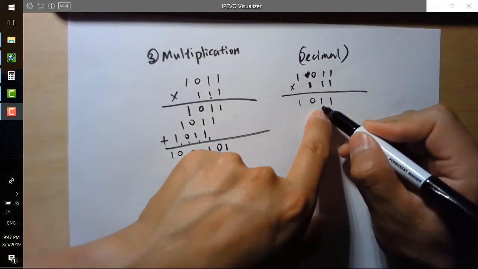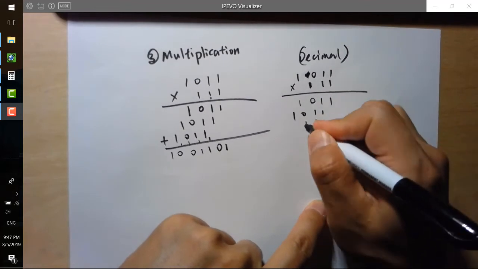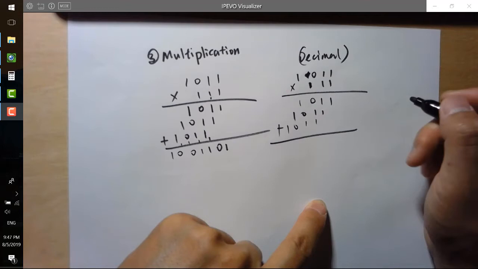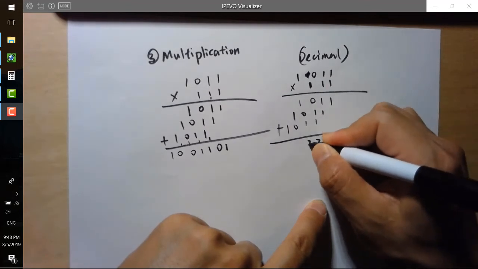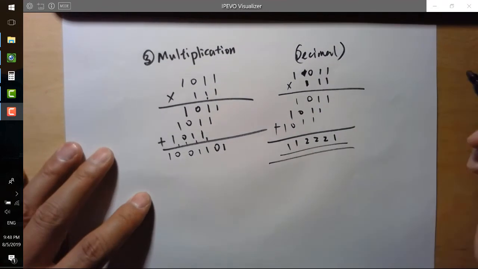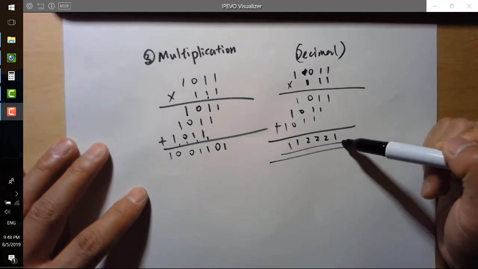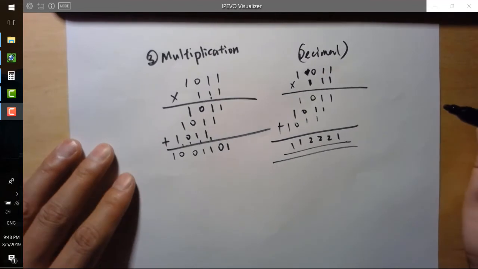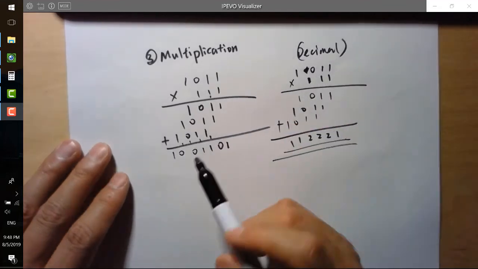It's 1011. And then you do it again, 1101, 1101, and you add them together. What you are getting is 1, 2, 2, 2, 1, 1. Right? So that's the final result for this multiplication, and in a decimal form. So that's the difference between these two numbers. Okay.